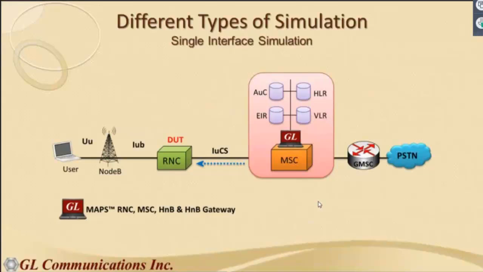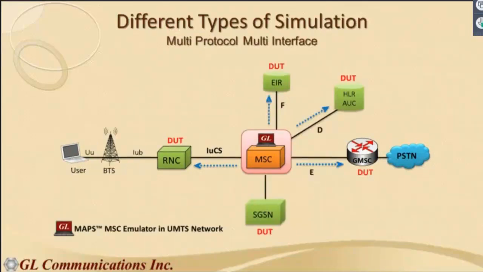So whenever we do this network interface testing, there are multiple ways of testing the DUTs. So for example, it can be a single interface simulation. As the picture depicts, the RNC is a DUT and MSC is simulated by GL. So it is only testing the IuCS interface. One more is the multi-protocol, multi-interface testing, where we can see a single node is connecting to multiple interfaces in the network.